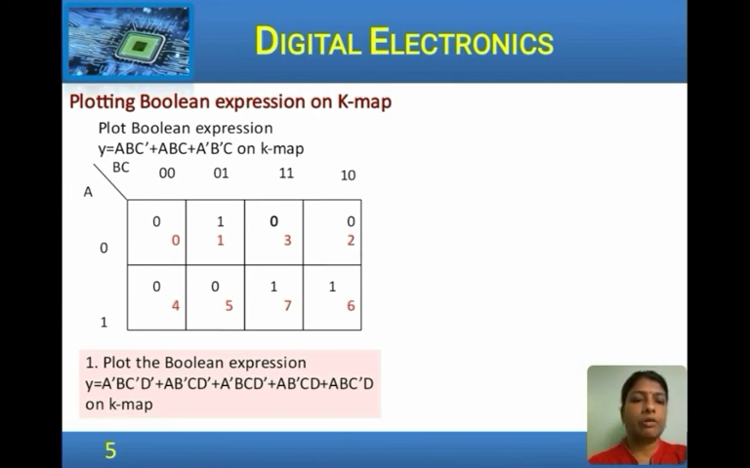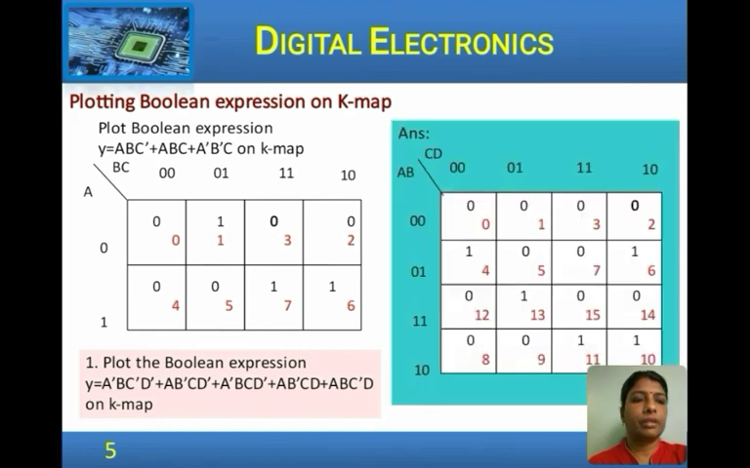Pause the video, solve the problem, check your answer, proceed.